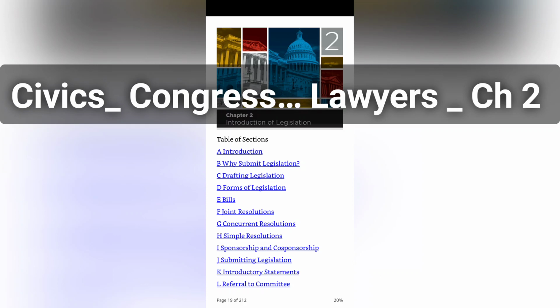B. Why submit legislation? If so little legislation filed by members of Congress passes either body, see Chapter 2A, let alone becomes law, why do members introduce so many bills? Legislation is written and submitted for a range of reasons. Some bills are written to address a problem or issue in which the member has a particular interest or expertise.